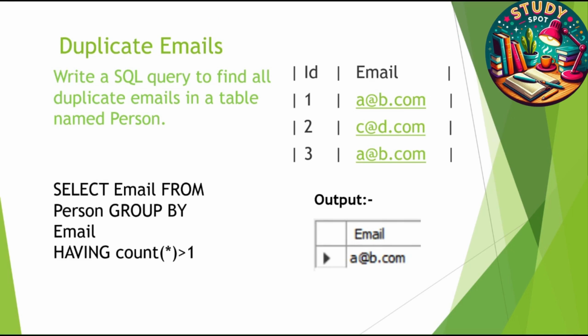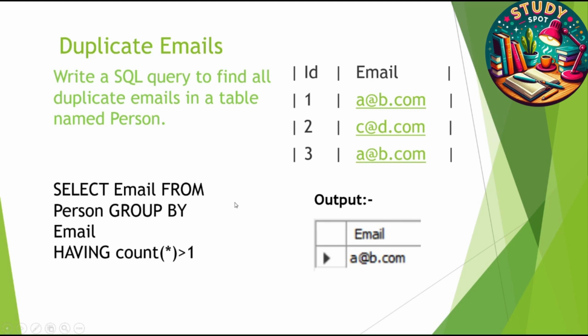And the next question is duplicate emails. Write a SQL query to find all duplicates in a table named person. And this is the person table. Here the duplicate email is a@b.com. So our output should be a@b.com.